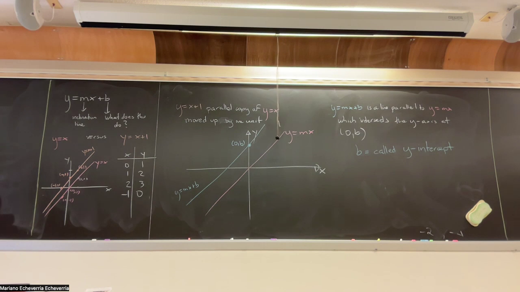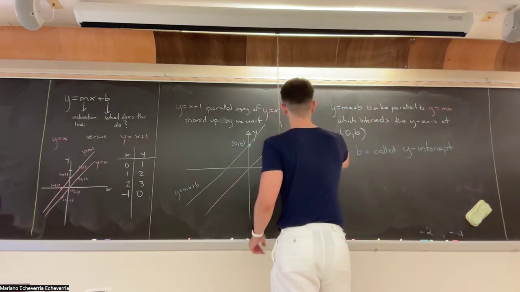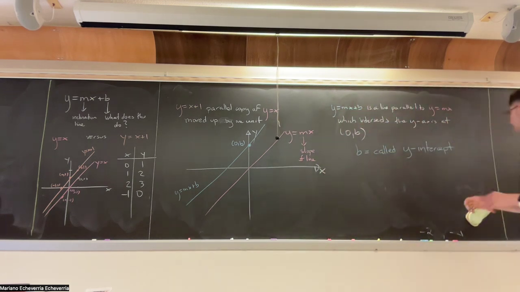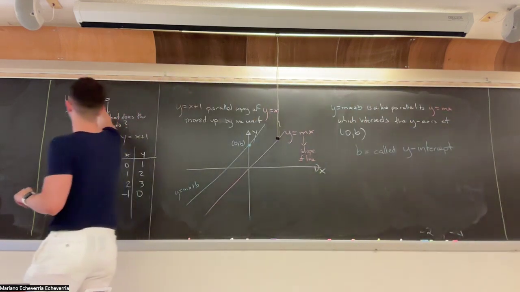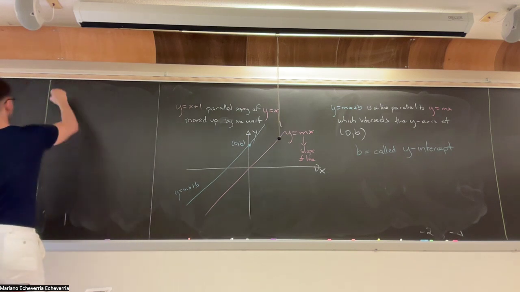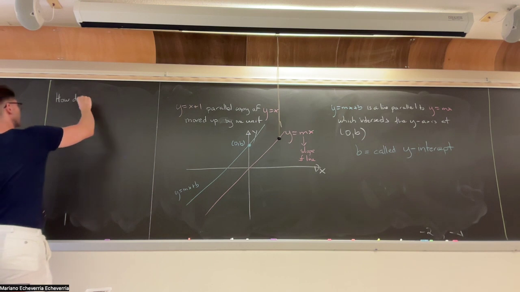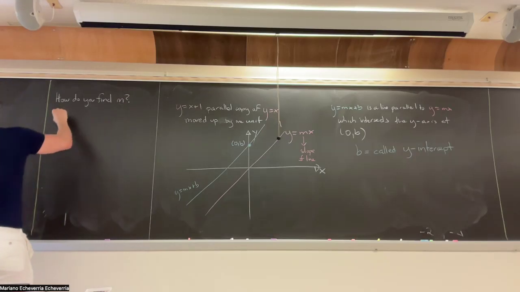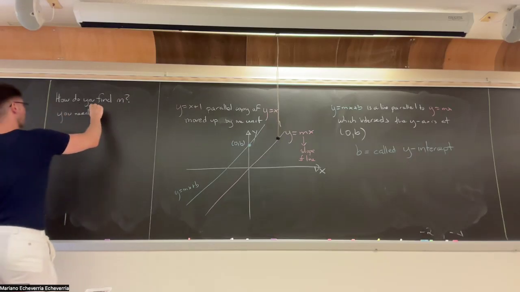And then the last formula that I have to tell you for today is how do you find the slope, which is m? I don't know if I already said this, but m here is called the slope of the line. So in order to find the slope, what you need is 2 points on the line.